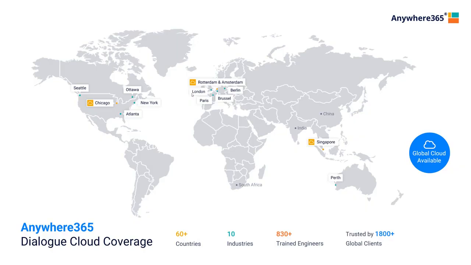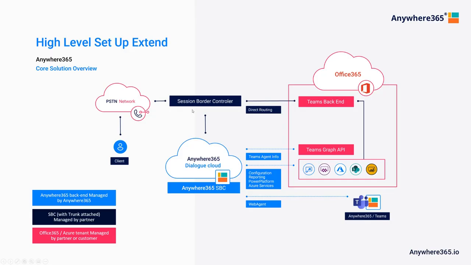Anywhere365 Dialogue Cloud is hosted in Microsoft Azure. We currently have points of presence in North America, Northern Europe, and Asia Pacific, which you can see before you now. We can also rapidly deploy in-region instances for organizations that require a local breakout for either regulatory or architectural reasons. Looking at our architecture, we can follow the journey of a call from ingress to delivery to an agent.